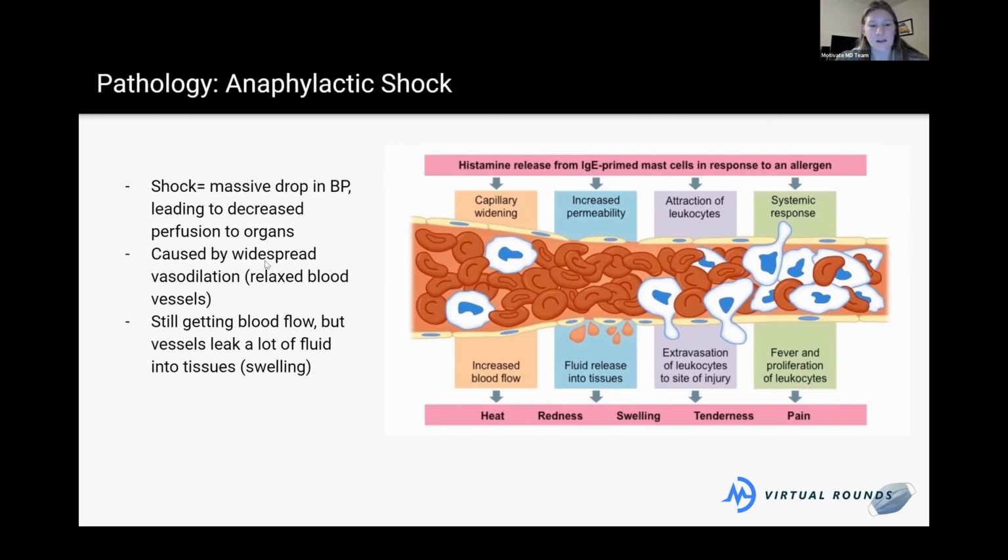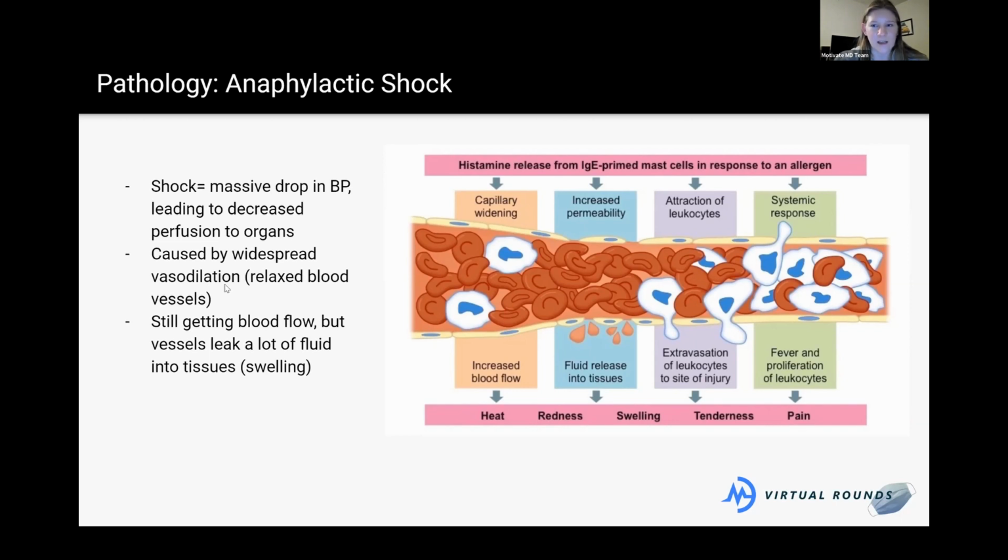Like I mentioned, it's caused by that widespread vasodilation. And so you are actually still getting blood flow to your extremities. Like if you did a fingertip capillary refill, where you see how quickly, if you turn your fingernail white by pressing on it, how quickly does it go pink again?